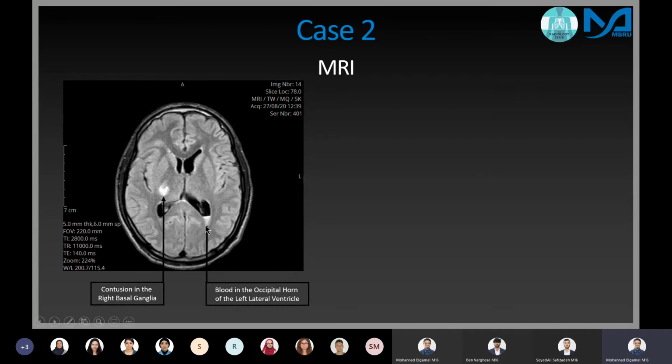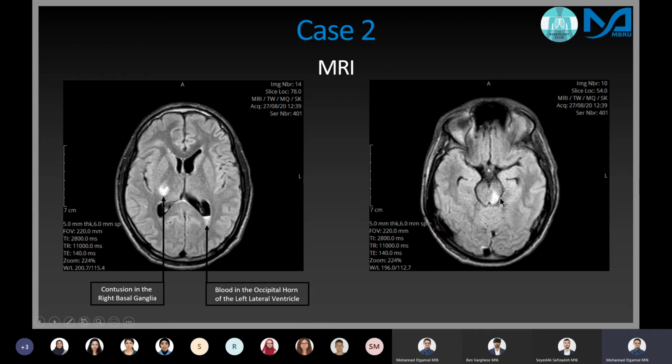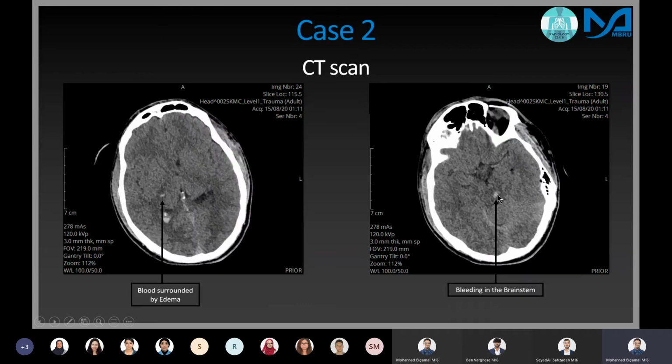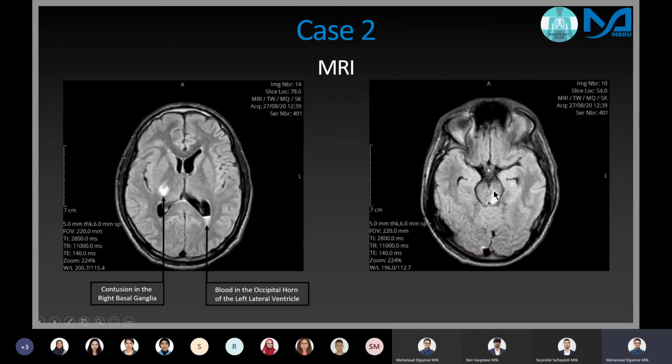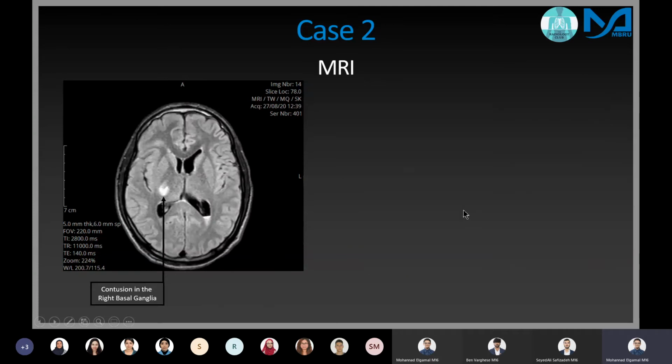And also, if you look in the lateral ventricle over here on the left side, you see that there's blood being collected as well. And if we look at the brainstem, you can see here this lesion's a lot bigger. This contusion is a lot bigger. If I go back, here it is just kind of like a dot, but on the MRI you can see it's a lot more concerning, and it could indicate why he's probably still unconscious.